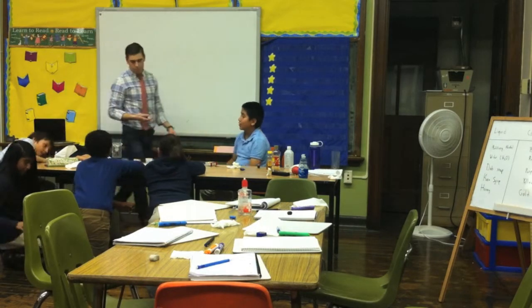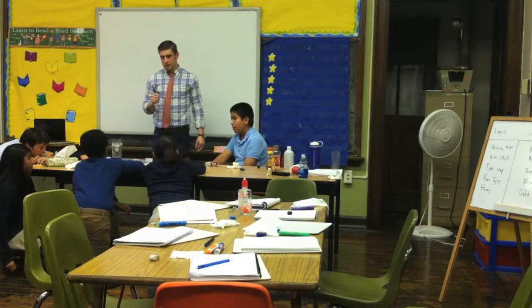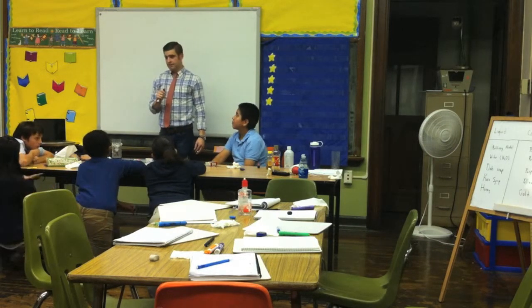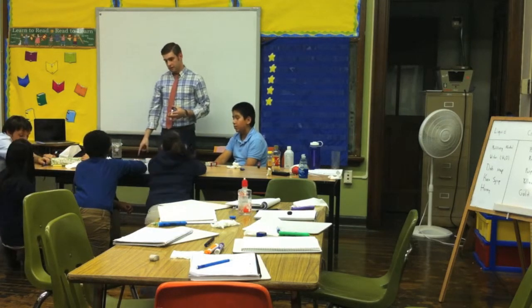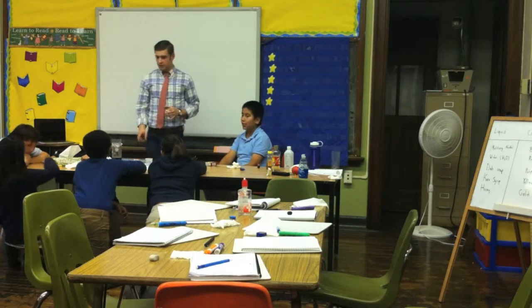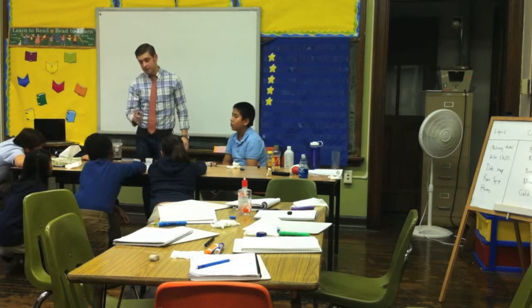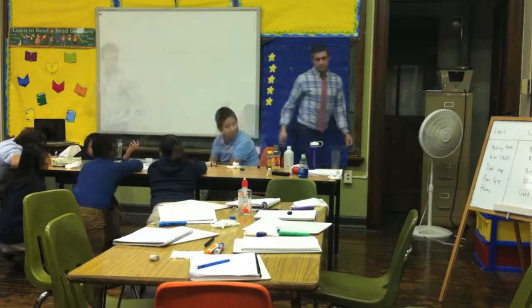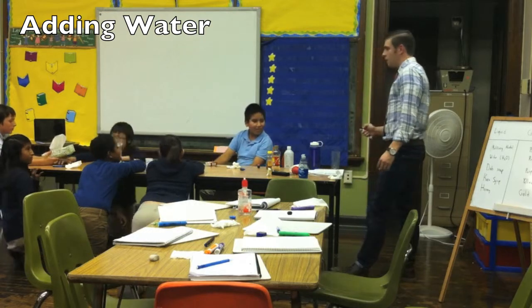Do you think this dish soap is less dense or more dense than the Karo syrup? More dense? Really? Is it going to the bottom? What did we say about the more dense items? They tend to go down. So Karo syrup is more dense than the dish soap. Okay, very good. Next we're going to go with water.